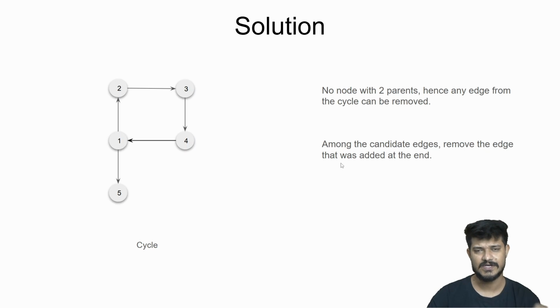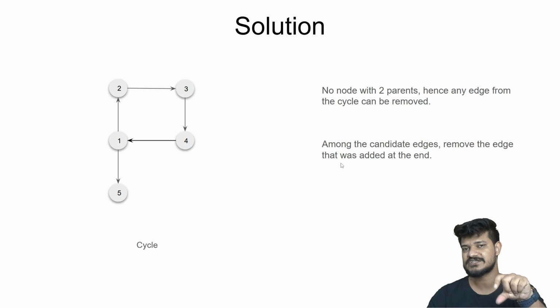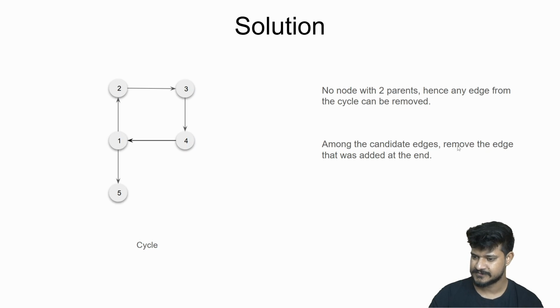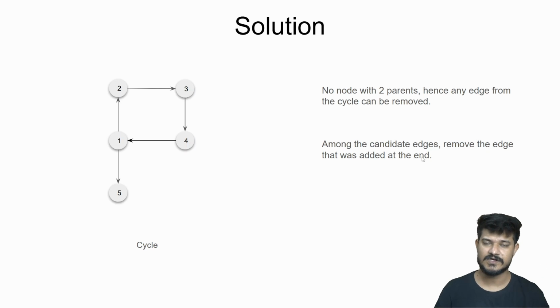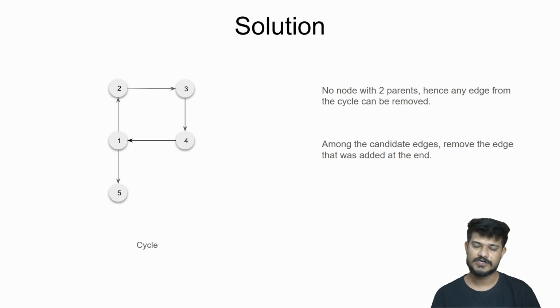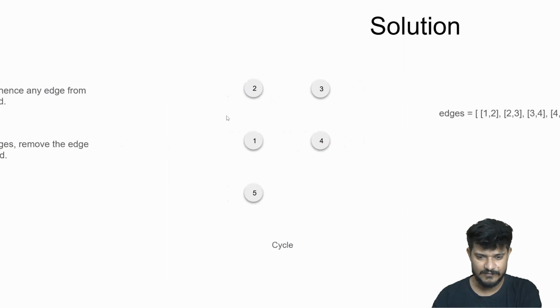It won't create any issue, and hence we can remove the one which appears last in the input, right? Remove the edge that was added at the end in the input, right? It is specified in the problem statement. If you can remove multiple edges, all right, remove the one which appears at the end in the input, right? So among all of the candidates, remove the one which appears last in the problem statement. As simple as that for this scenario.